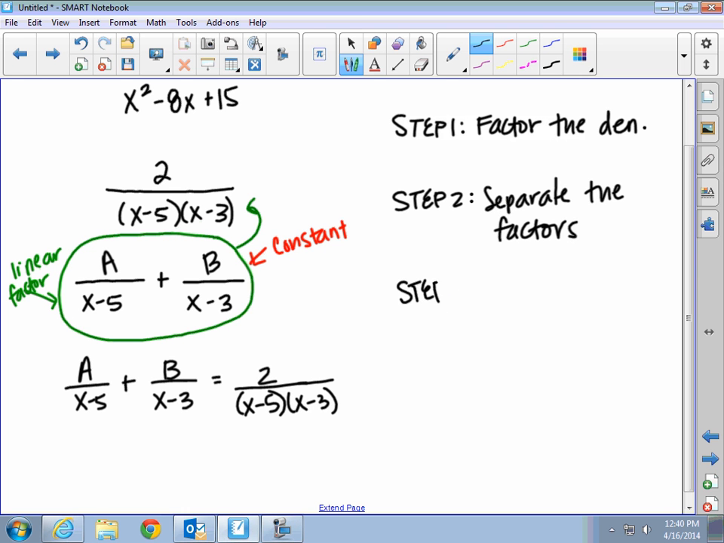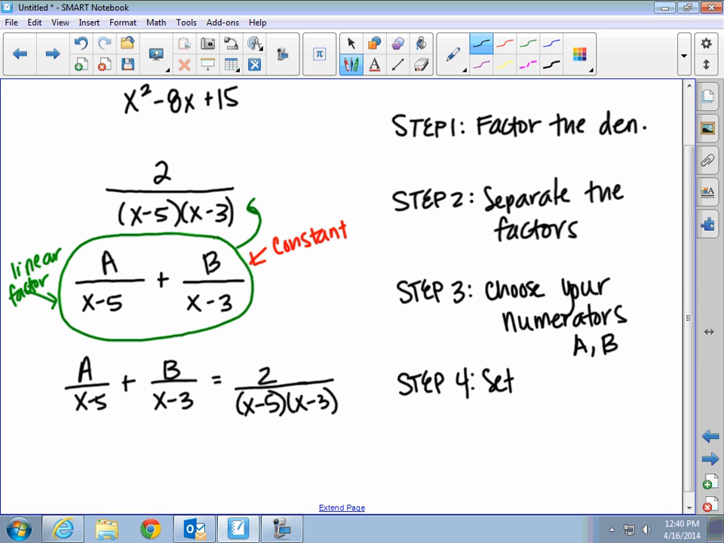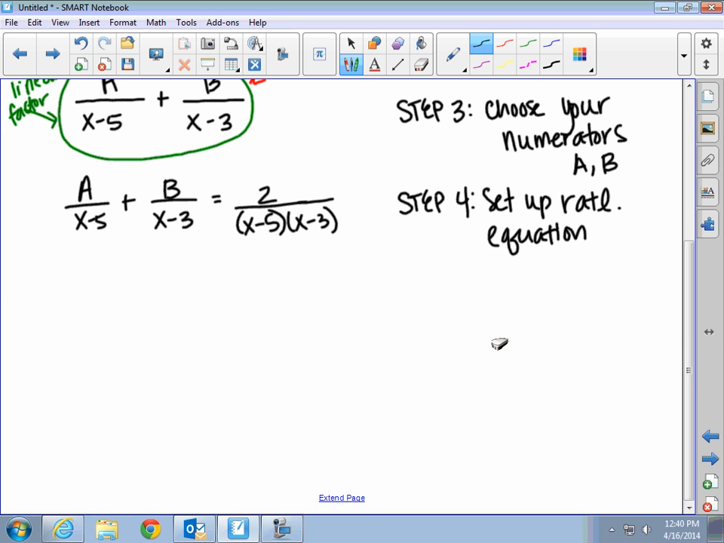So step 3, go back a little bit. I know I'm out of order. You choose your numerators. In this case, your numerators were constants. They were a and b. You set up your equation. Step 4 is to set up a rational equation. What do you think you need to solve for? Solve for a and b.